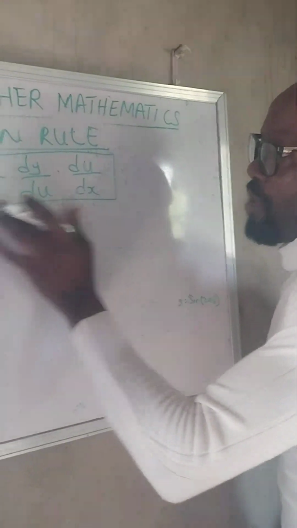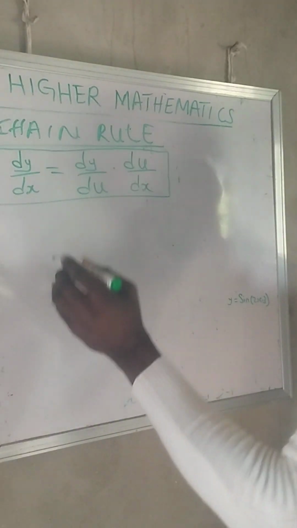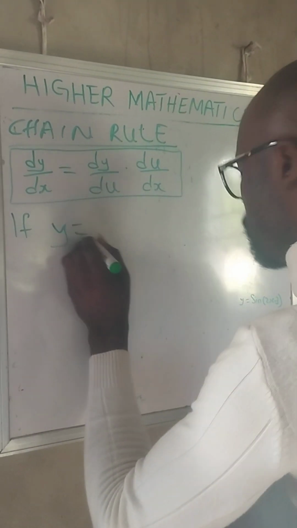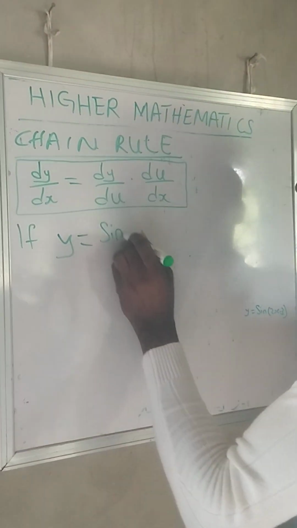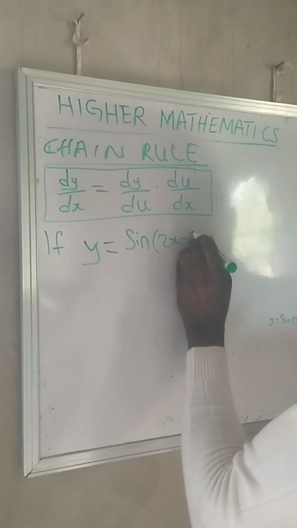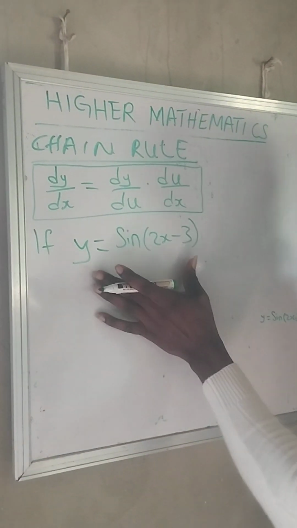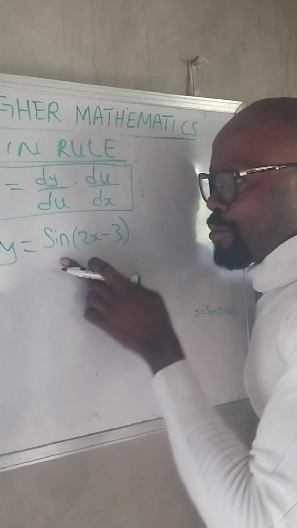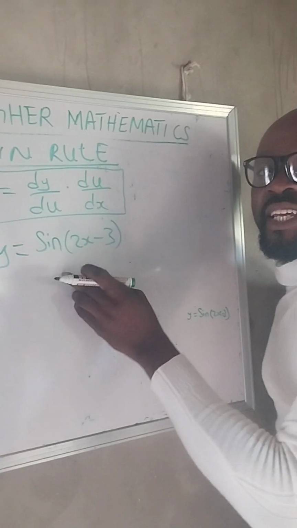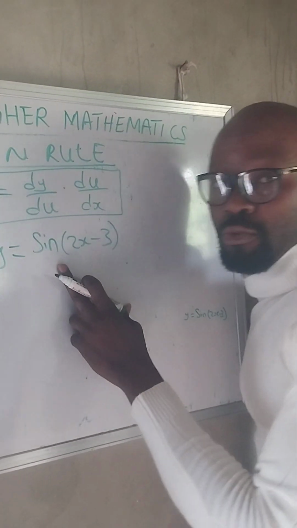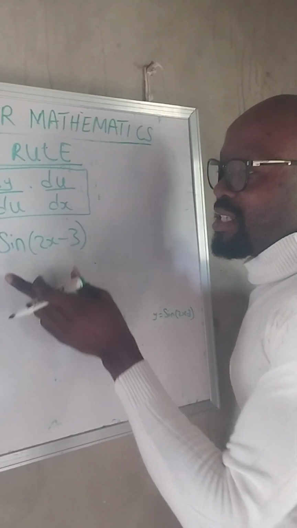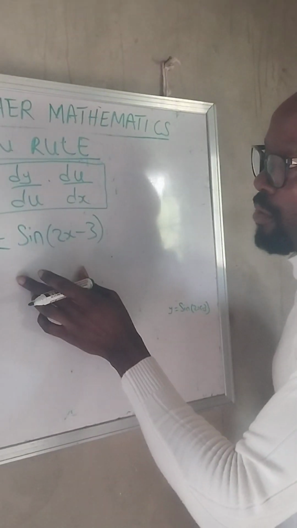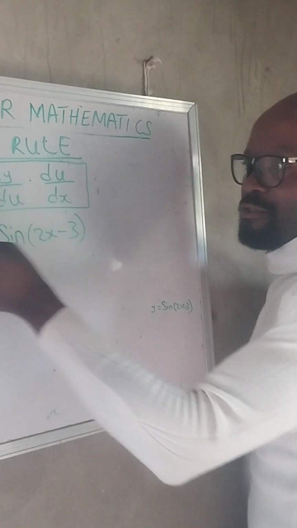Now, why do we use this? Because when you have a function, take for example, y equal to sine of 2x minus 3. This is an example of a function of a function. You cannot solve this problem using quotient rule, neither can you use product rule. You cannot use integration to solve this. But what you will use is chain rule. And in chain rule, we are going to apply this formula.